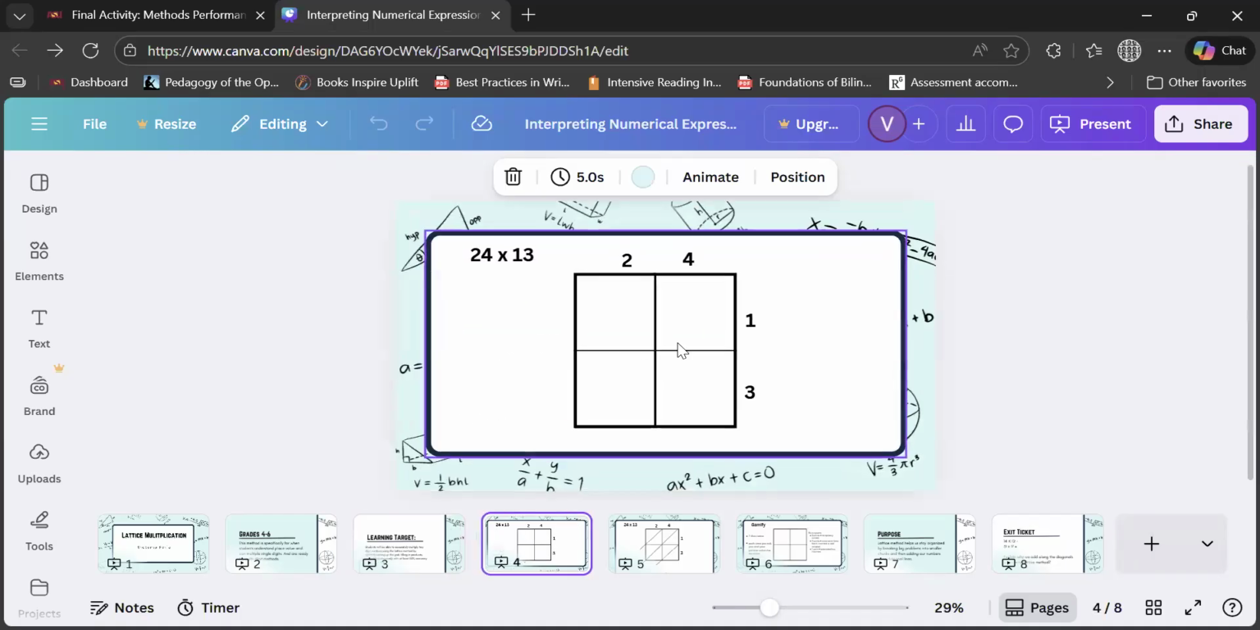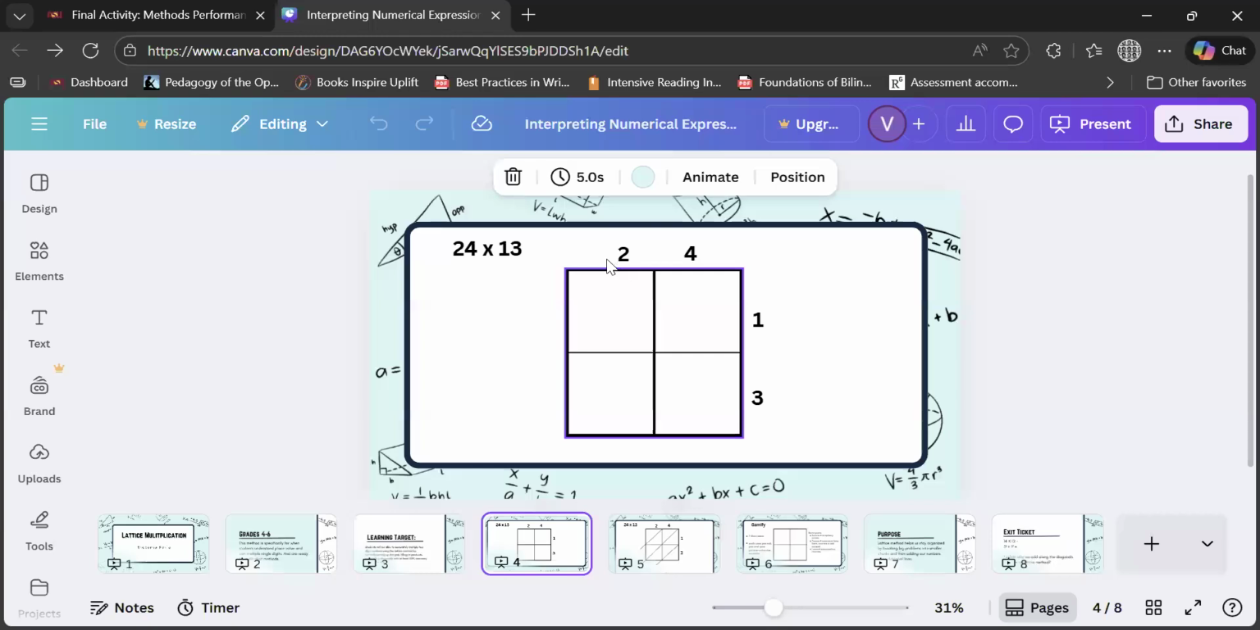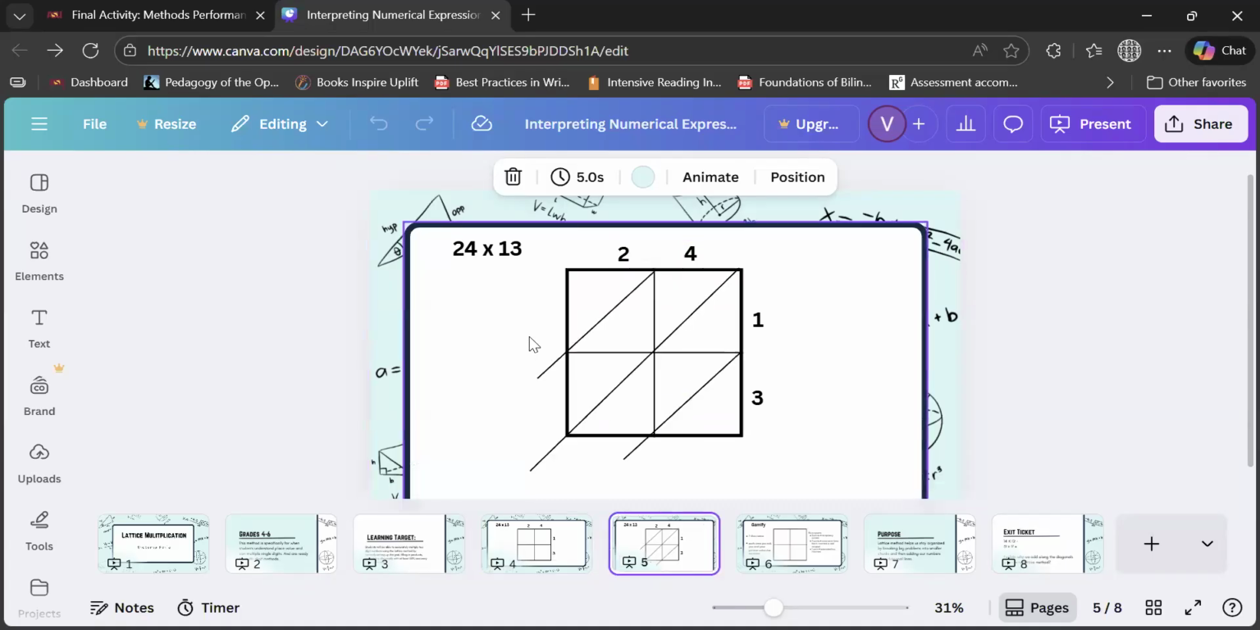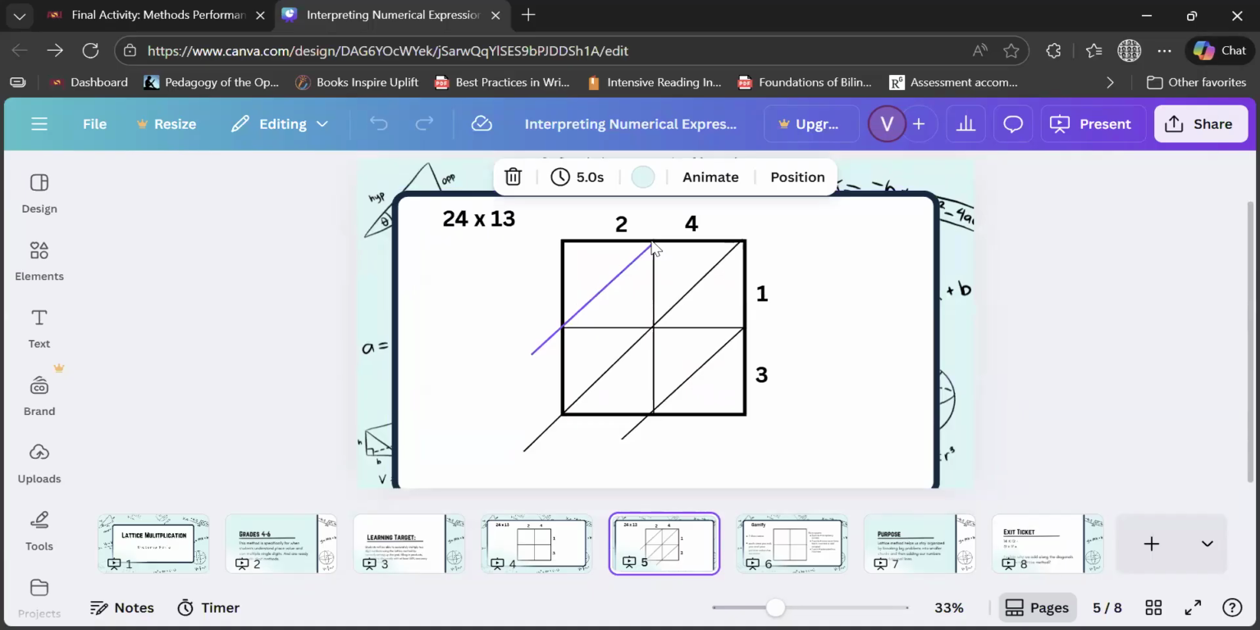So our lattice method consists of a box that looks like this. At the top of your box, you're going to write 2 on the first column, 4 on the next column, and then on the right side, you're going to add our 13, as we're doing 24 times 13 as our equation. Then you want to align the numbers to be in the middle of the row and the column. After you do that, you're going to add these diagonal lines going from corner to corner, okay?